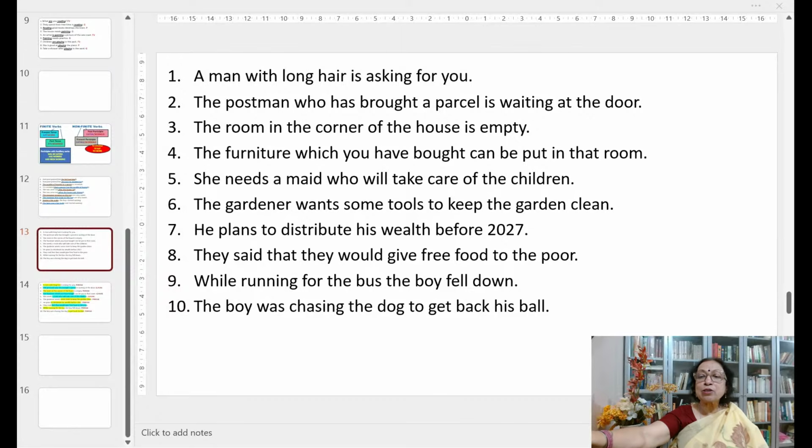Which you have brought is clause. Vaijayanti ji, you're correct. Sangeeta Malik ji, clause, which you have brought, clause. Okay.